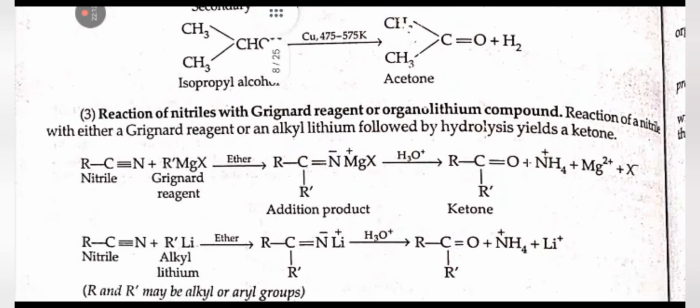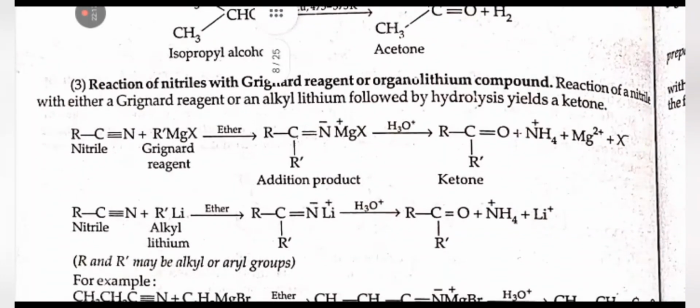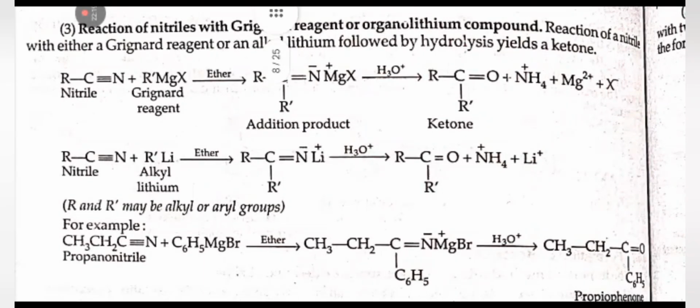Isopropyl alcohol treated with Cu will give acetone plus H2. Reaction of nitrile with Grignard reagent or organolithium compound: reaction of nitrile with either a Grignard reagent or alkyl lithium, followed by hydrolysis, yields a ketone as given below.